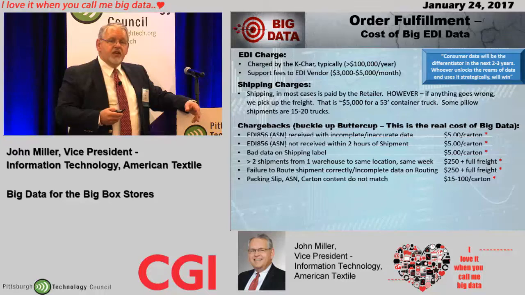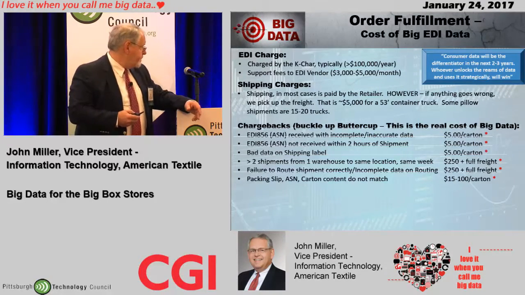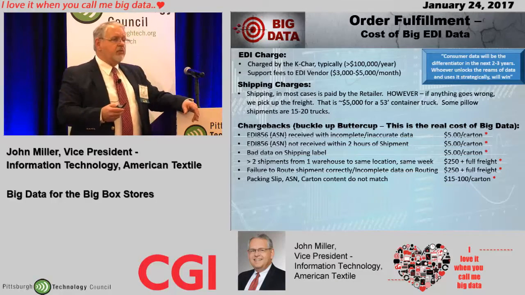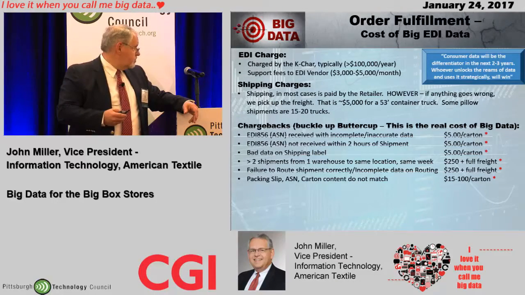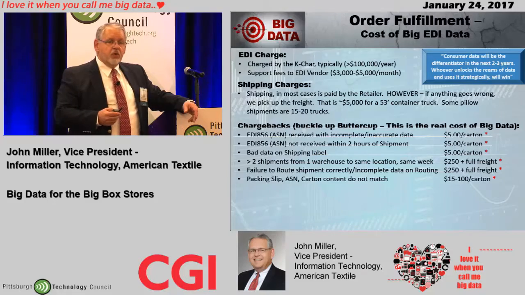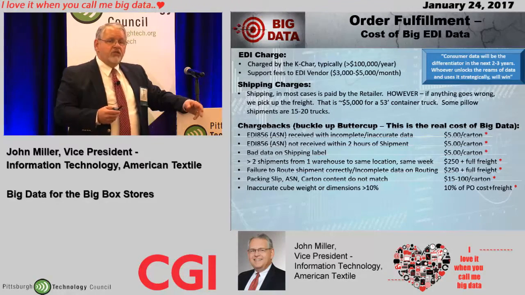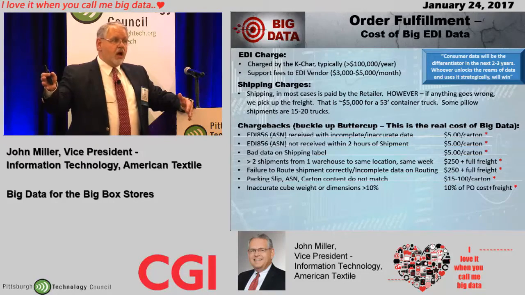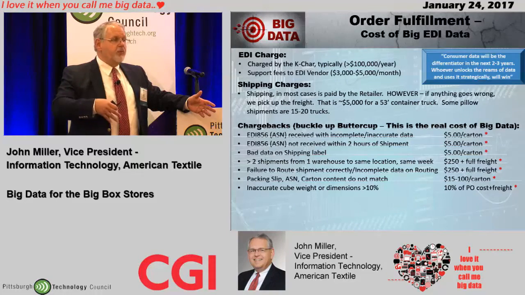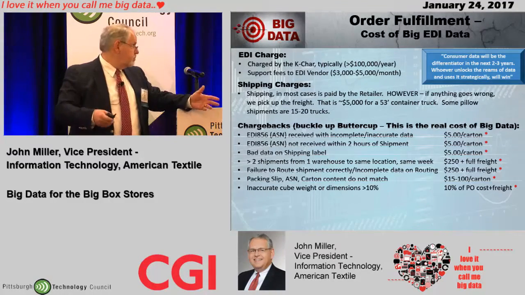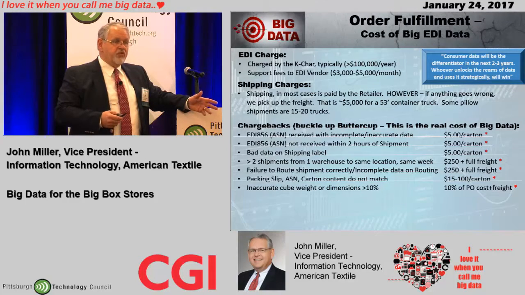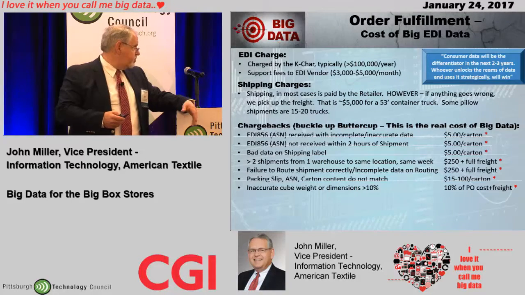If we do not manage our big data, if our packing slip, ASN, and our carton labels don't match, it could be anywhere from $15 to $100 a carton. Inaccurate cube weights. We know how much all of our product weighs. We tell them how heavy it is, how big it is, the cube size, the weight. They send the proper truck. If we're wrong, they can charge us 10% of the total cost of the bill plus the freight.